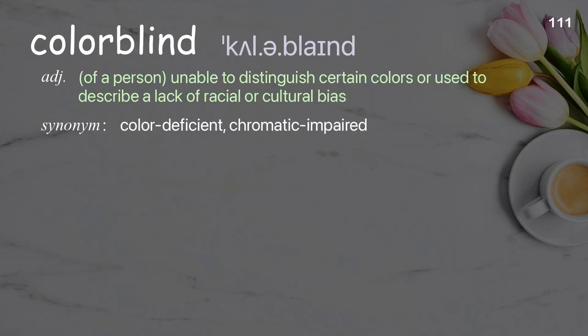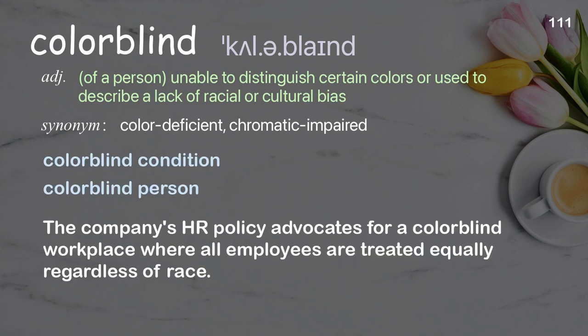Colorblind. Of a person, unable to distinguish certain colors or used to describe a lack of racial or cultural bias. Examples: colorblind condition, colorblind person. The company's HR policy advocates for a colorblind workplace where all employees are treated equally regardless of race.